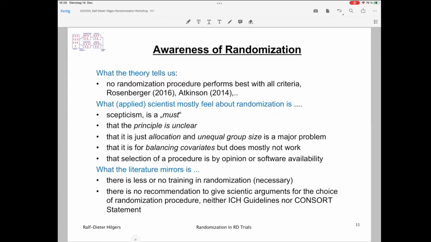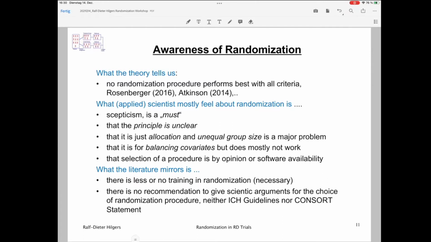But what is the communication with scientists? What applied scientists mostly feel about randomization is, well, that's nice. We need that because we would like to publish the paper, but it's more a must because my patients are so heterogeneous, or I need to block this. I need block randomization. The principle is not really clear. What can it do and what can it not do?